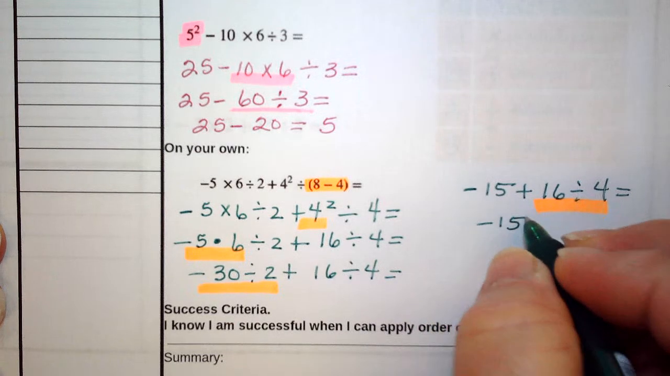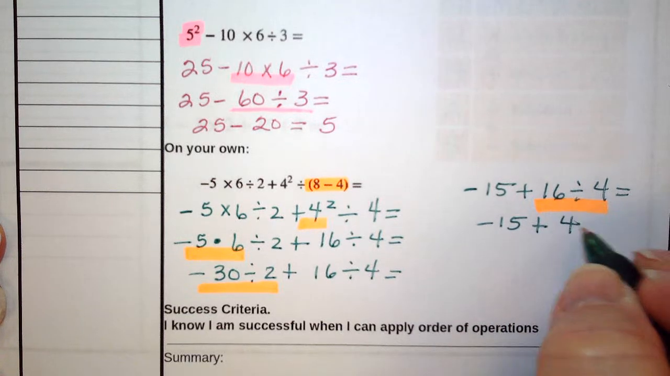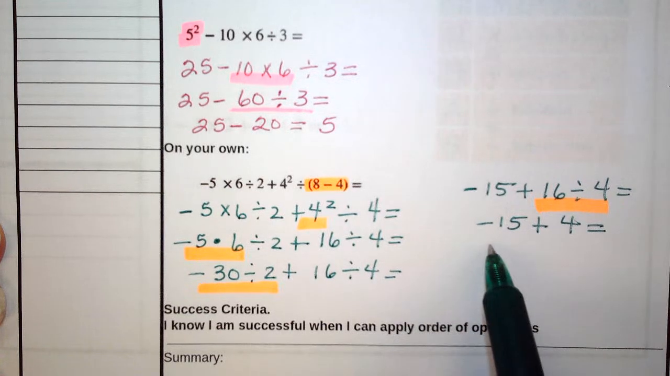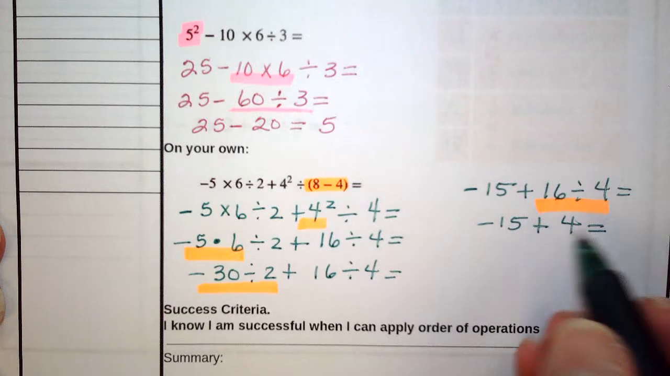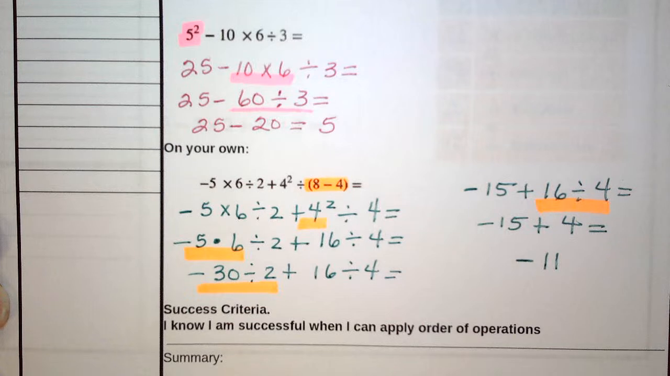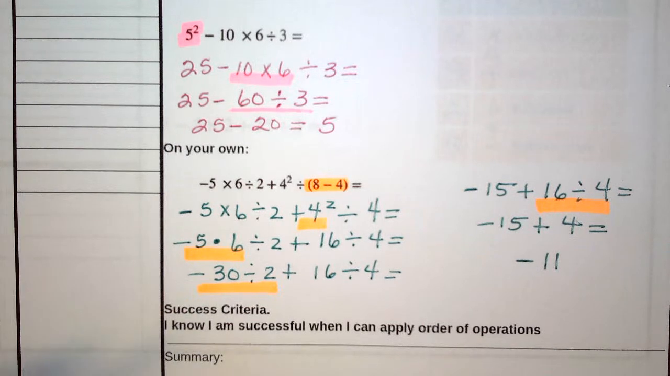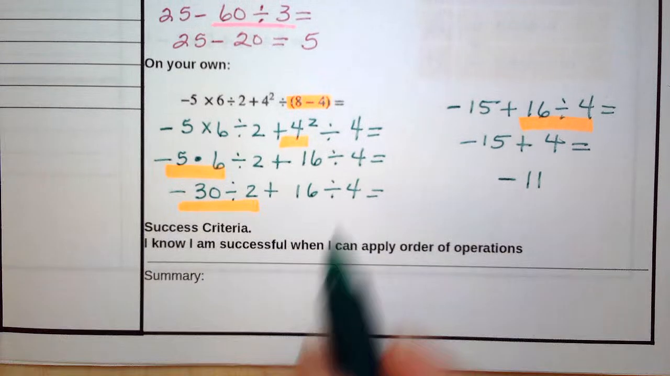16 divided by 4 is 4. I'm starting at negative 15. I go 4 units to the right, and I end up at negative 11. Is that what you got? Well, I hope so. If not, back the video up and see where you look at your problem.